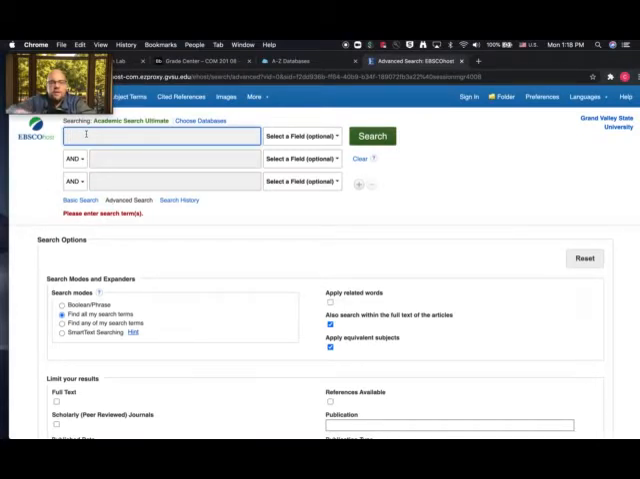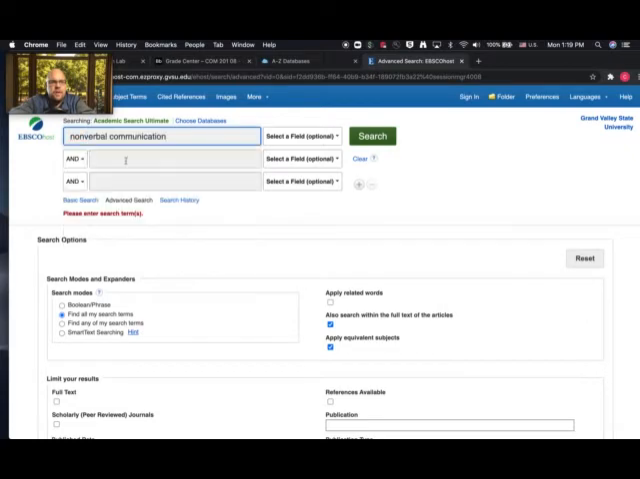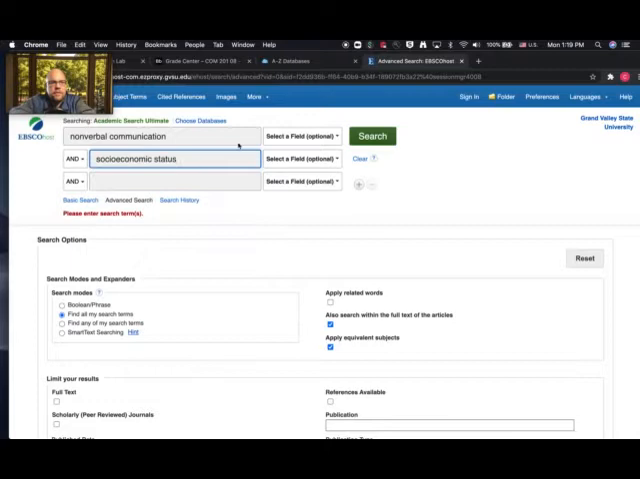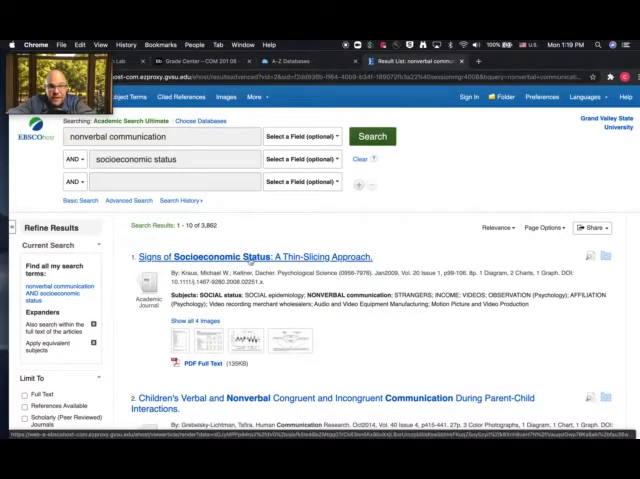So for the person who is doing nonverbals and socioeconomic status, let's look at, I need to capitalize everything, nonverbal communication, good, and socioeconomic status, and just see what we get. 3,862 hits. Good. Here are some signs of socioeconomic status. Let's just look at it here.